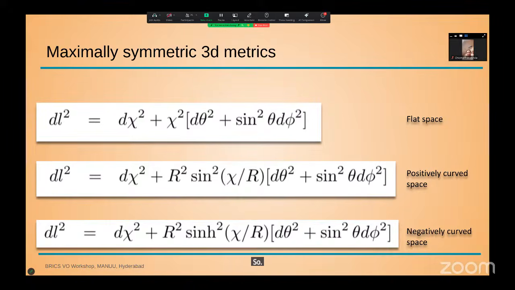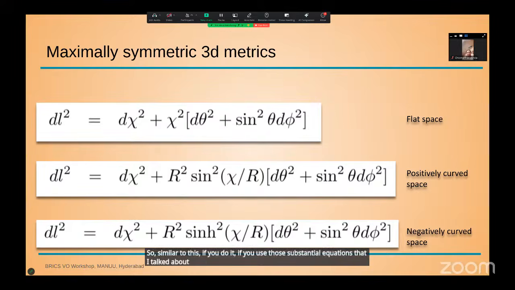So similar to this, if you use those constraint equations that I talked about, then for positively curved space you get something like this, and for negatively curved space you get something else.